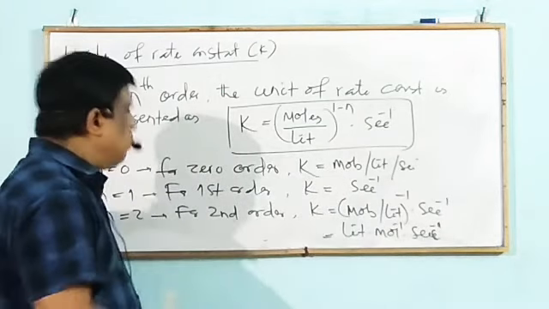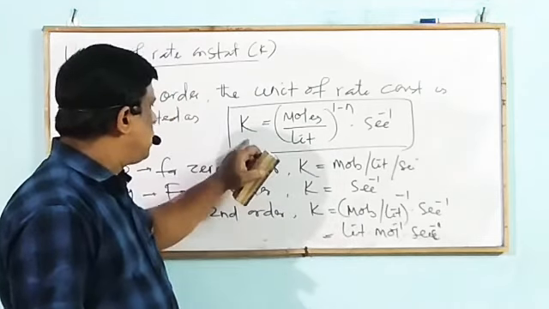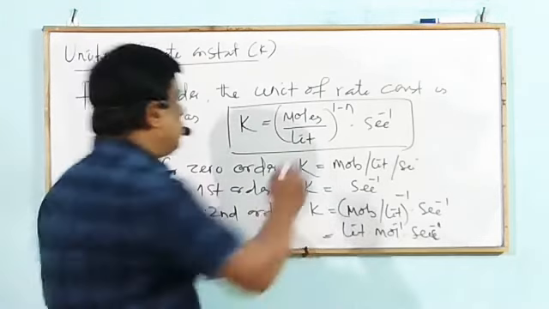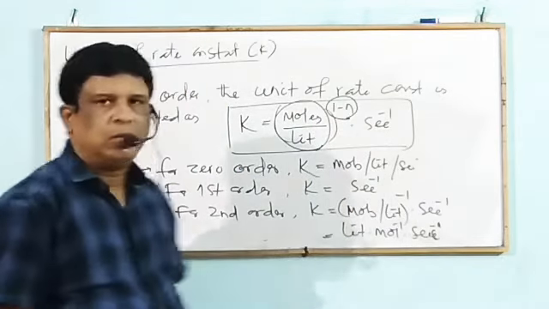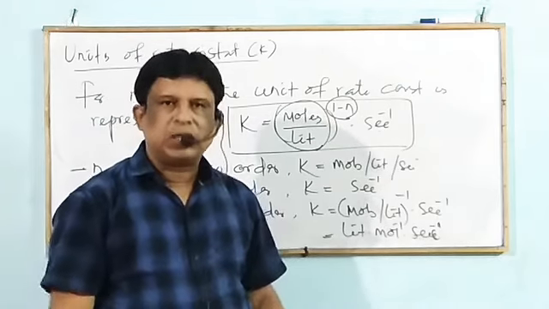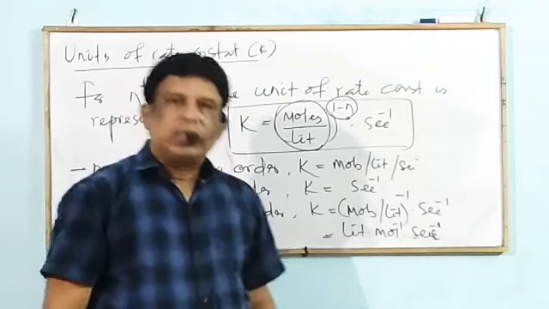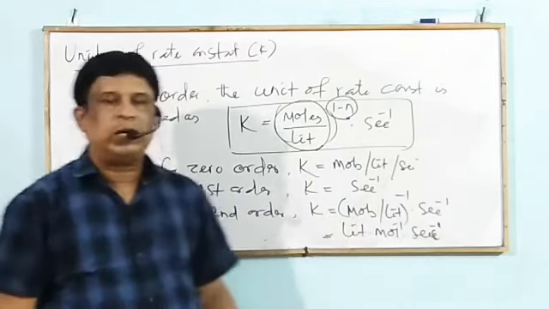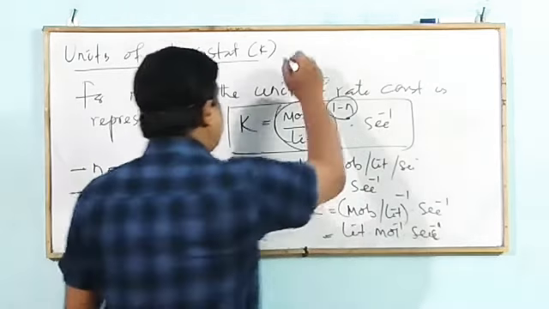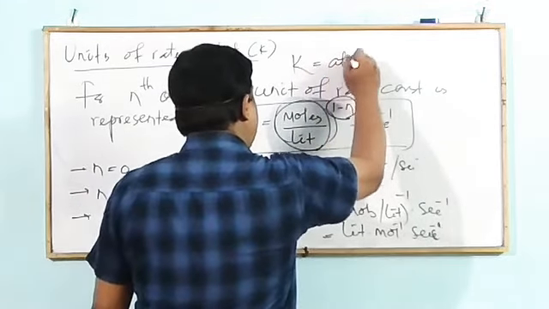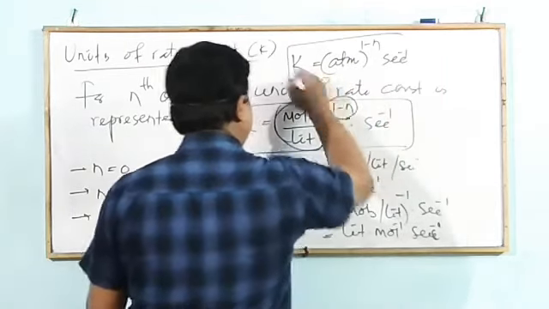Similarly, we calculate for the third order, fourth order, and for nth order, the unit of rate constant, that is moles per liter, that is concentration, to the power 1 minus n, second inverse. For gaseous species, if the reactant is gaseous, then its concentration instead of moles per liter will be represented in partial pressure, that is atmospheric pressure. In that case, the unit of K is equal to atmospheric pressure to the power 1 minus n, second inverse.